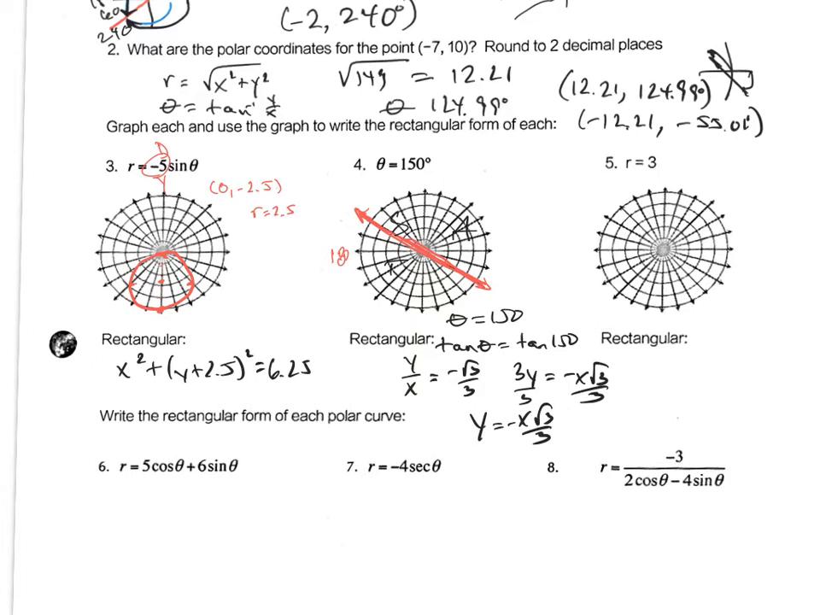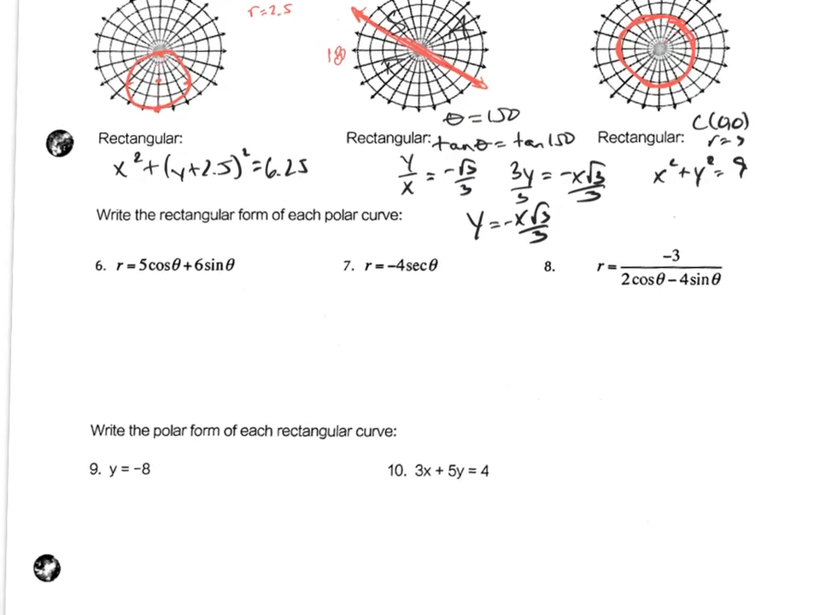And for r equals 3, this will be the third radius out. 1, 2, 3. And all of the angles will put you right on there. So you're dealing with a circle of center 0, 0, with a radius of 3, of course. So that's x squared plus y squared equals 9. So those are all the simplest versions of circles and lines.